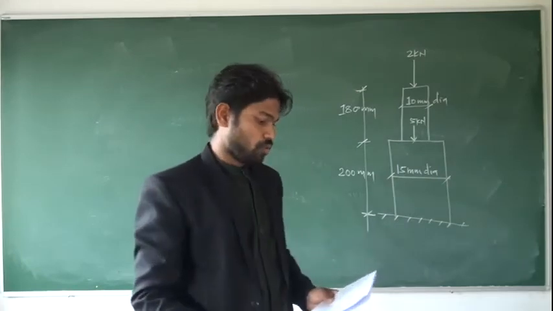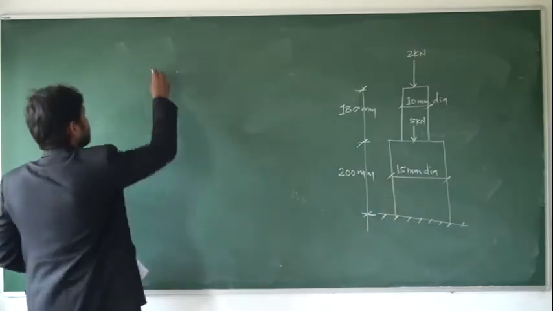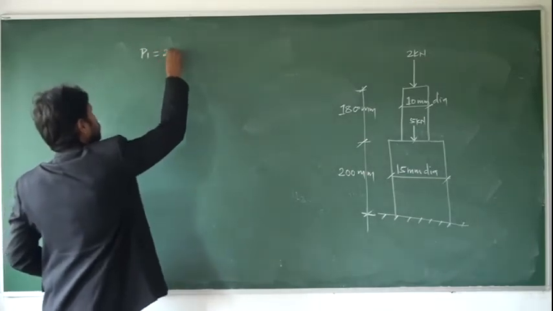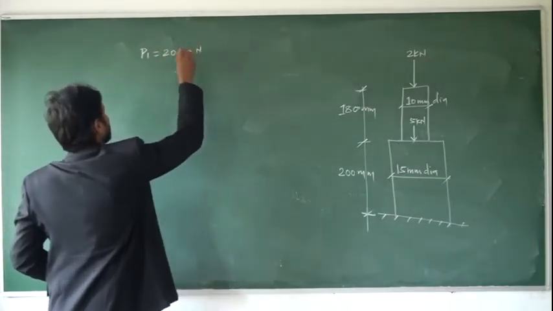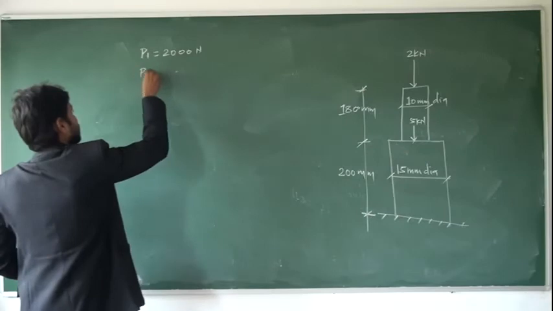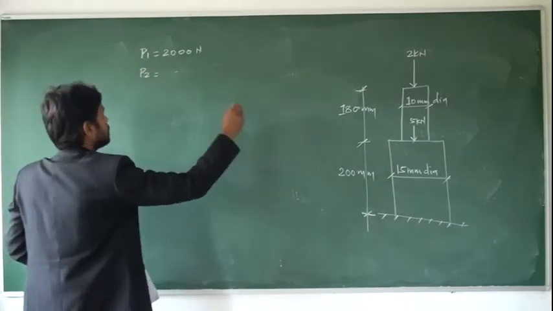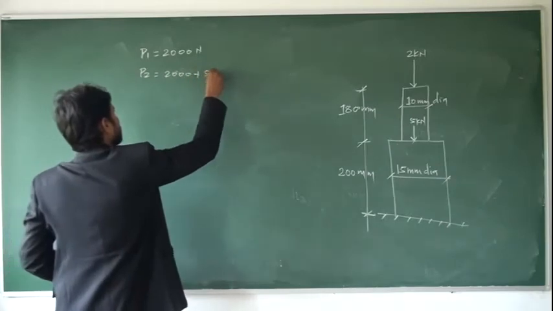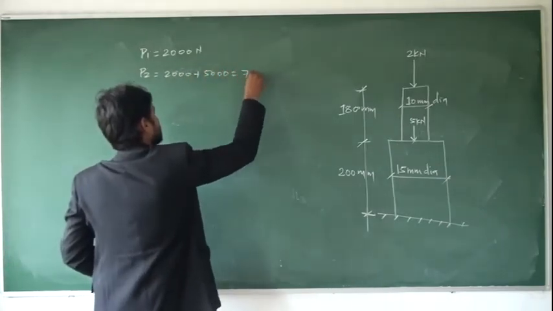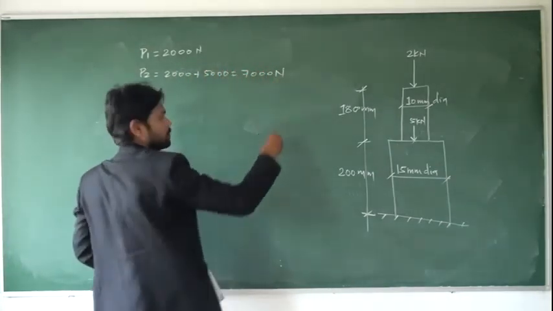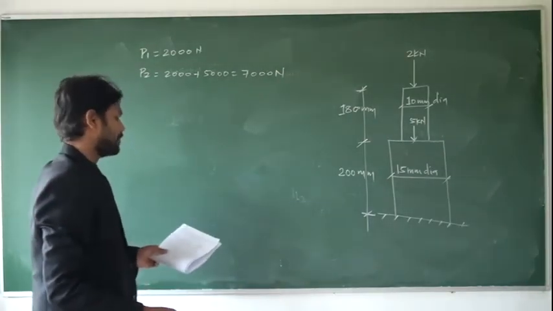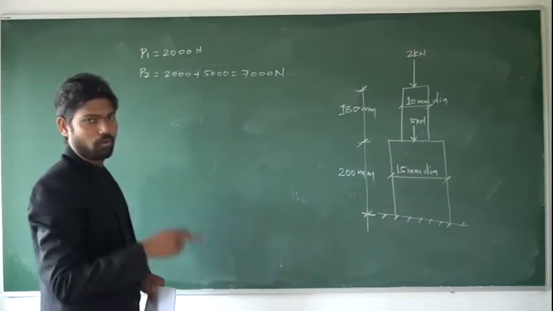Okay. So how will you solve this numerical? Let us say P1 is the load at the top. It is 2 kN, which means 2000 Newton. Then P2 is the load at this second part. So it is 2000 plus 5000, so in total it will be 7000 Newton. Now we have to calculate the decrease in length of the whole rod.